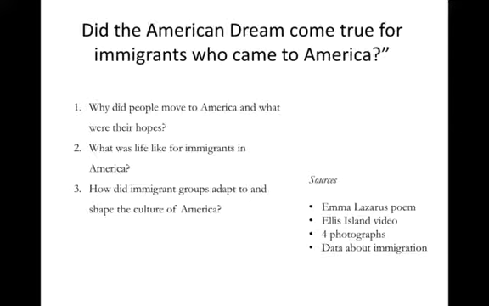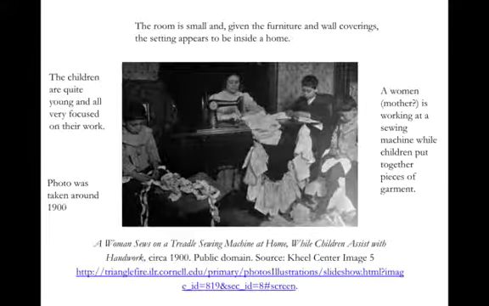Now you can see over here on the right, sources that go with this inquiry include the Emma Lazarus poem about immigration, an Ellis Island video, which is actually a contemporary video created to help kids understand how Ellis Island worked, 4 photographs, and data about immigration. These sources focus mostly on the period of immigration from Europe to the United States in the early 20th century. So this photo is one of the 4 photos available in the inquiry source material.